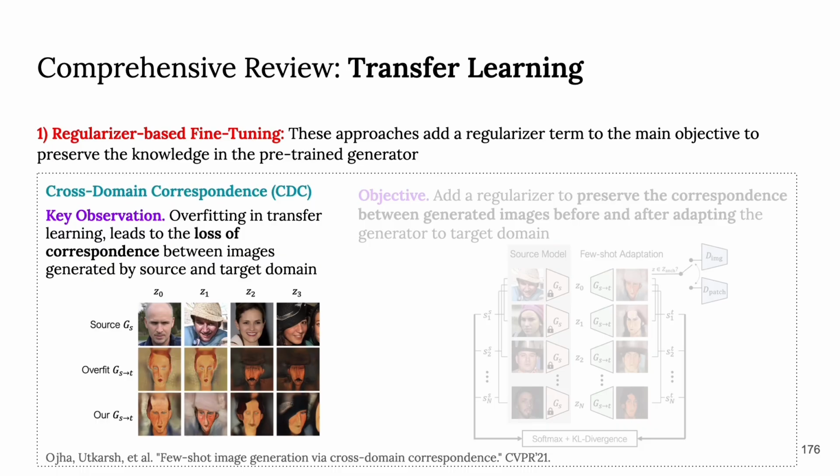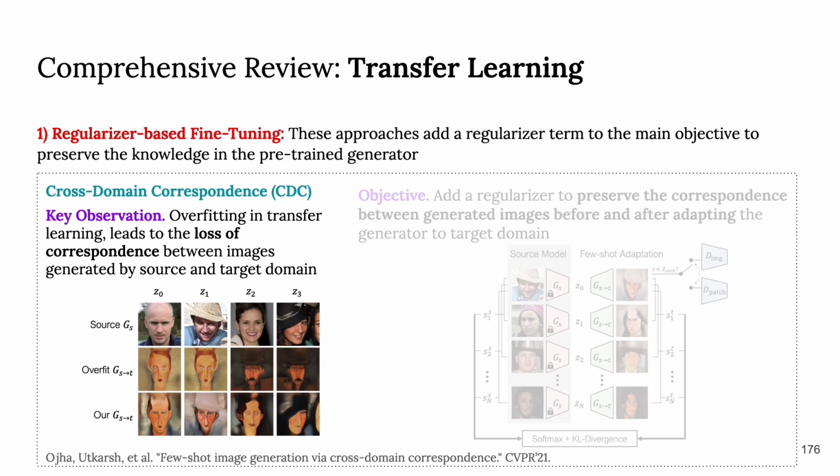As an example, in this image, the first row shows generated images for four latent codes, Z0, Z1, Z2, and Z3. And as you can see, there is a correspondence between these samples. By correspondence, apparently they mean similarities and differences, both similarities and differences. If fine-tuning overfits, these similarities and differences vanish.